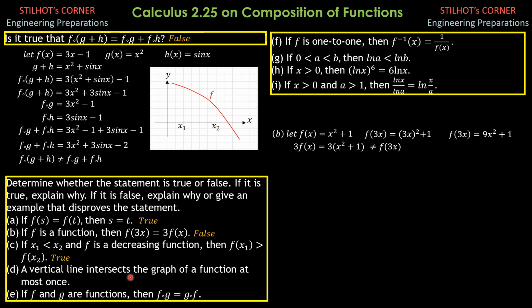A vertical line intersects the graph of a function at most once. So this is true. This is a function. And if we draw a vertical line, it intersects the graph of the function in at most one point.